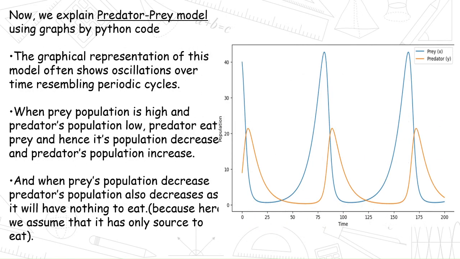Now we shall start explaining the predator-prey model by using graphs. The graphical representation of this model often shows oscillations over time, resembling periodic cycles. When the prey population is high and the predator population is low, predators eat prey, and hence the prey population decreases and the predator population increases. And when the prey population decreases, the predator population also decreases, as it will have nothing to eat. Because here we assumed that it has the only source to eat.